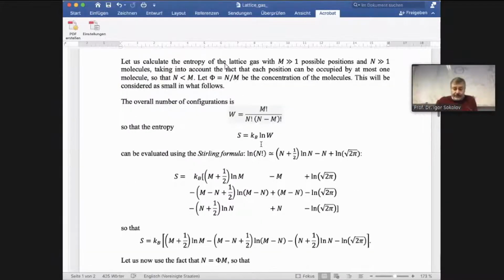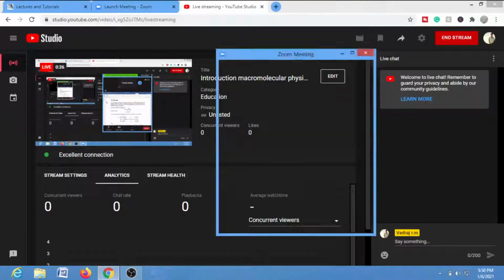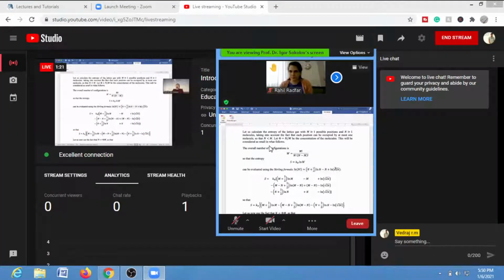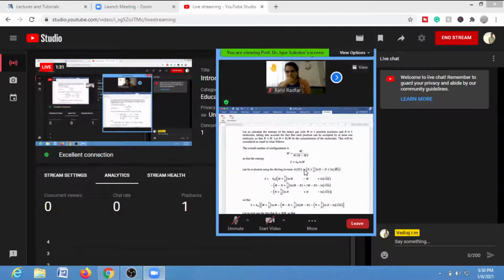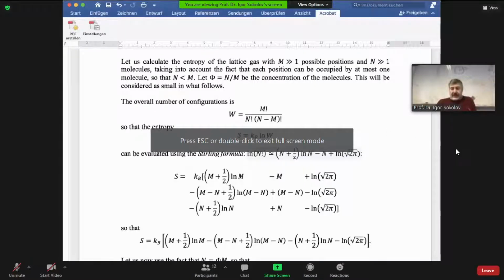Then we take the log of this, and when taking the log, we use the Stirling formula. Essentially, in this example, we don't need the full Stirling formula. We could use our simpler approximation, which we deduced last time, without the 1/2 and with 1 instead of log of 2 pi. But these are all fine details which do not really play a role in this particular case.